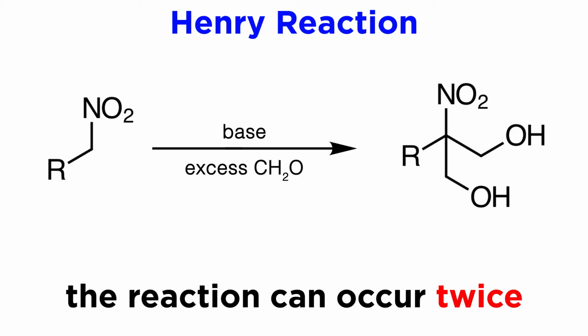In rare cases, the Henry reaction is even too favorable and can occur twice because the product is itself a nitroalkane. This overreaction is encountered almost exclusively with formaldehyde, and in these cases, a 2-nitro-1,3-diol is formed, which can sometimes have synthetic value.